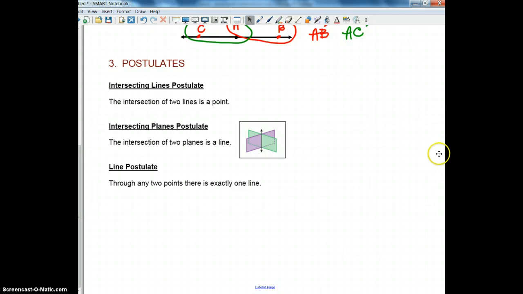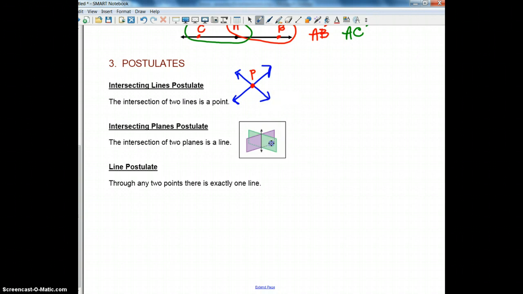The first postulate is the intersecting lines postulate, which says the intersection of two lines is a point. If we think about it, go ahead and sketch one line and sketch another so that they intersect. They definitely intersect at a place. Well, remember, a point represents a location. So if two lines intersect, then they form one point that we can name with any letter that we want. That is our first rule for geometry, the intersecting lines postulate. Sounds pretty easy. That one is easy to draw.